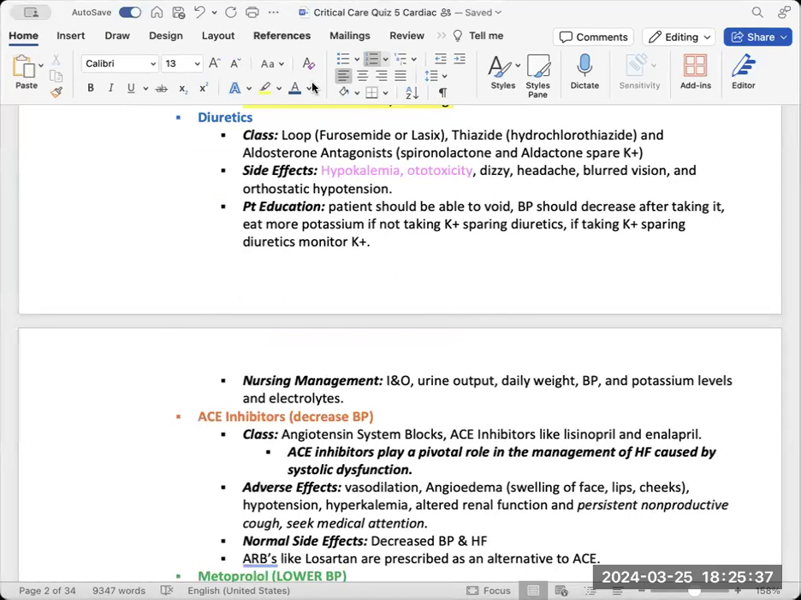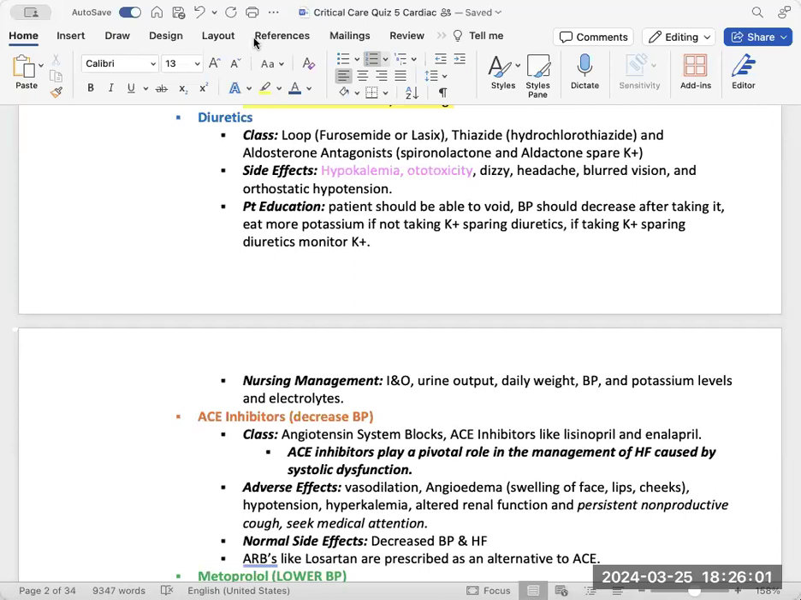But when we're talking about loop diuretics, such as furosemide, which we call Lasix, side effects include hypokalemia. So we have to monitor potassium levels when they're on this medication. Ototoxicity, which means they could have hearing problems, so they need to watch out for that, as well as blood pressure. They need to know how to monitor their blood pressure because they can have hypotension, and we want to tell them to change position slowly.